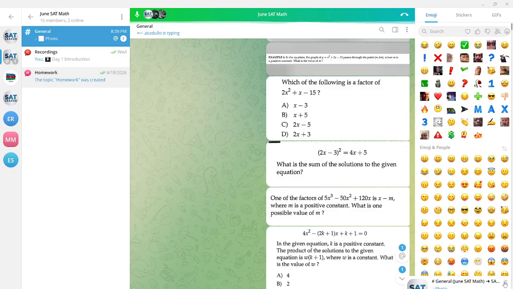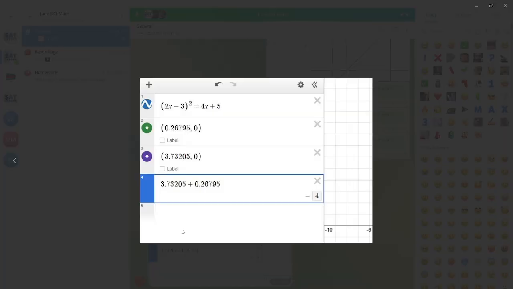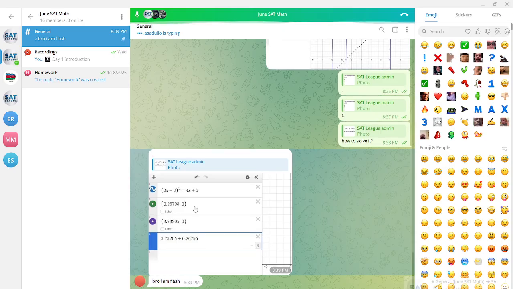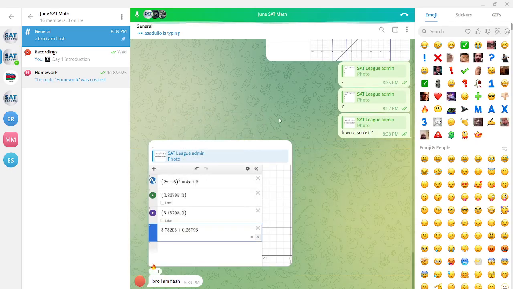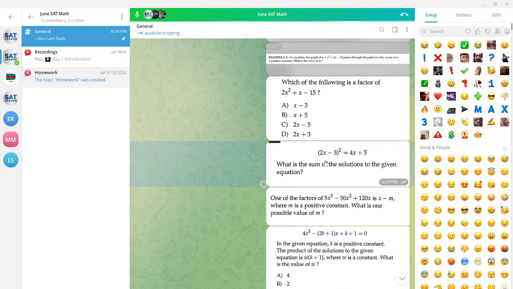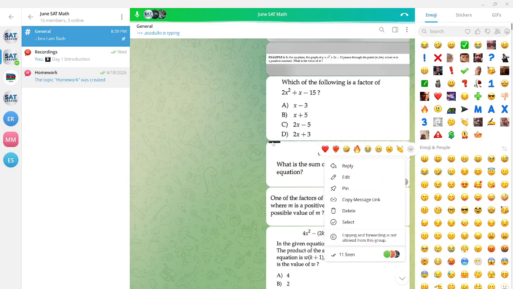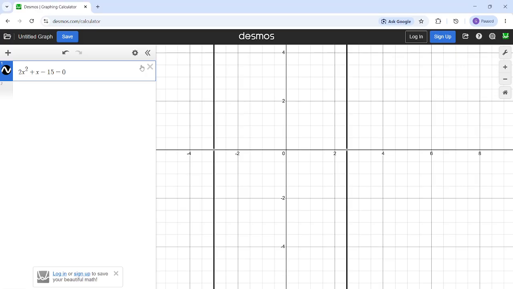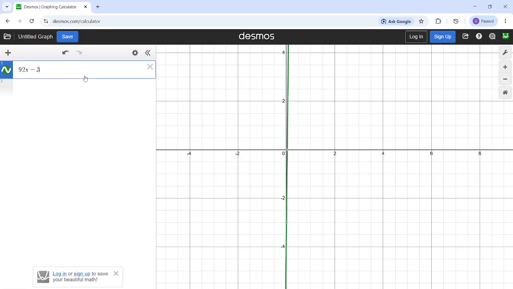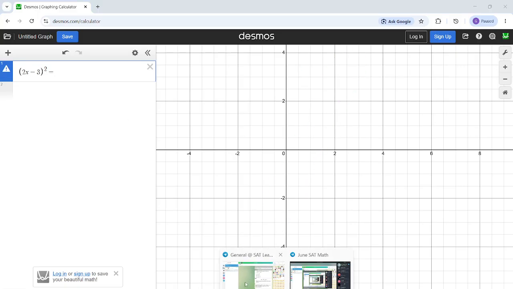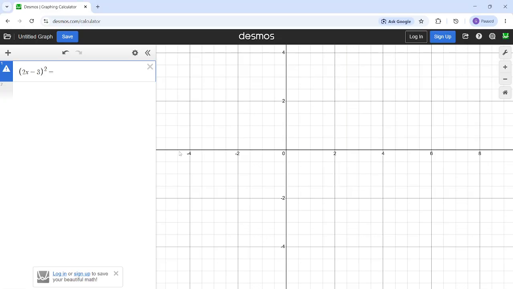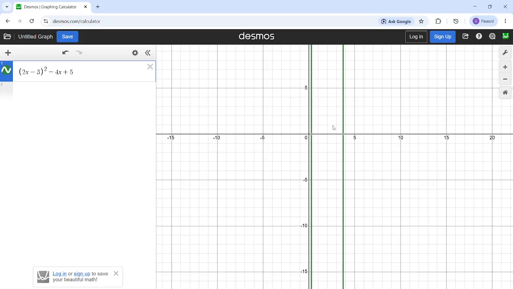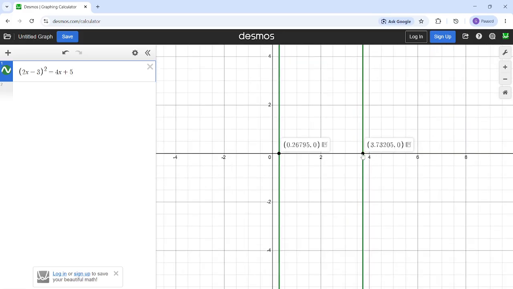You have a photo here. Let's look at it. Yeah, right, this is the right way. So what we can do is find the answers on our own from Desmos and add them. If we write this down, 2x minus 3 squared equalized to 4x plus 5, we can see two answers, this and this.